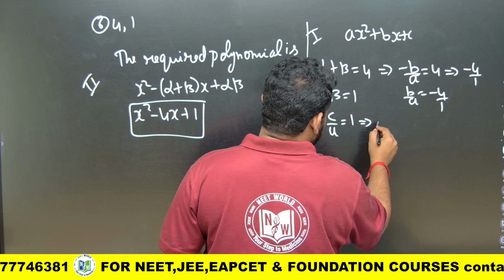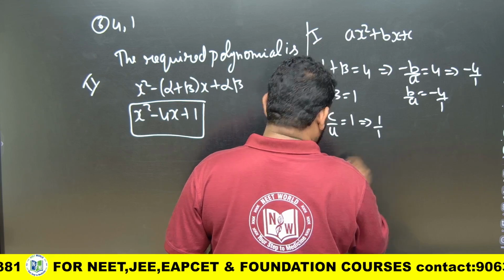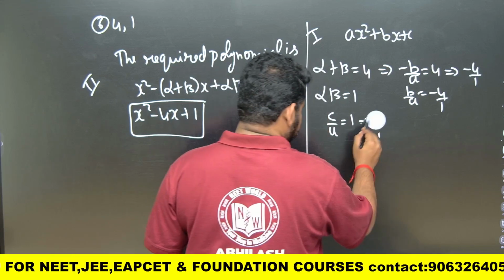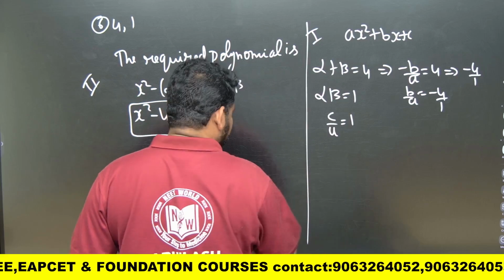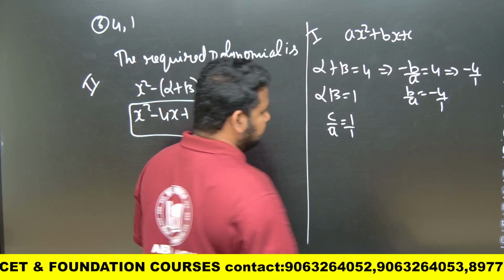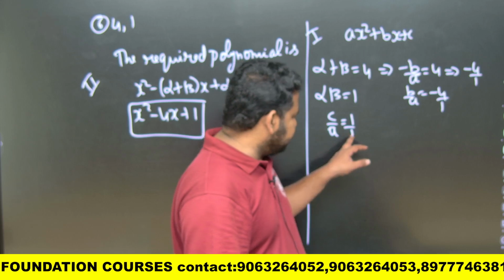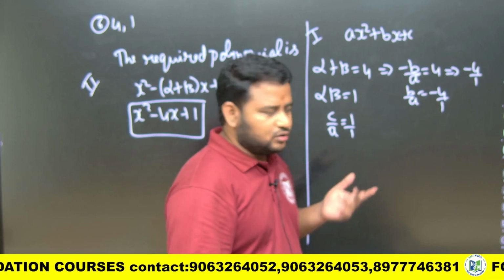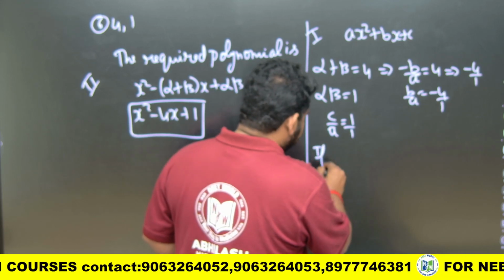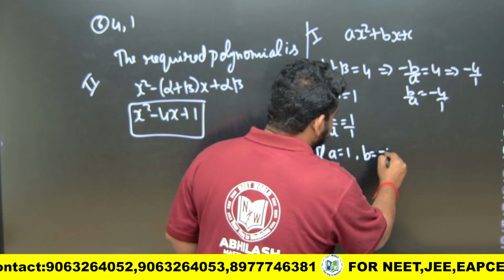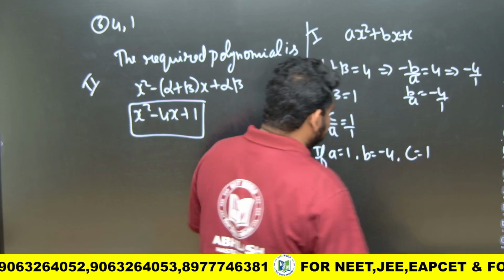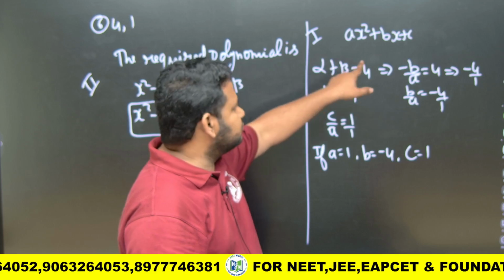So c by a will be equal to 1 by 1. Now a is 1 here also. So if a is equal to 1, b is equal to minus 4, and c is equal to 1. If I put these values in ax square plus bx plus c.